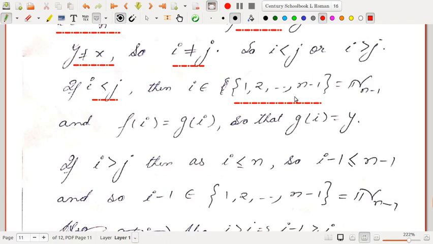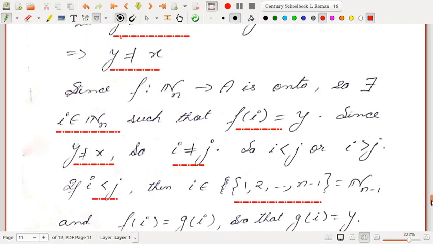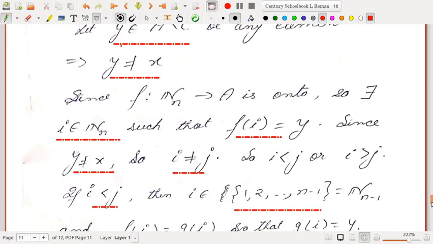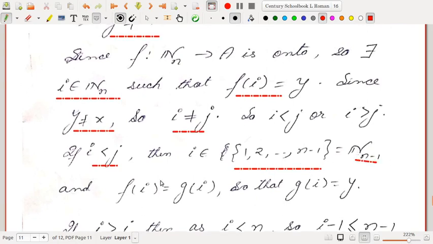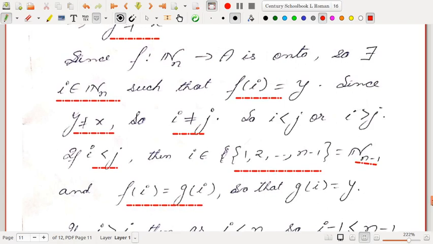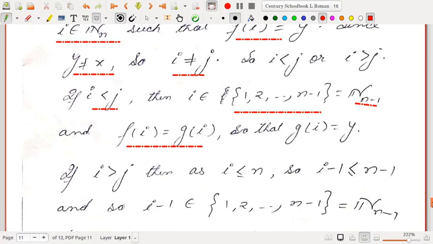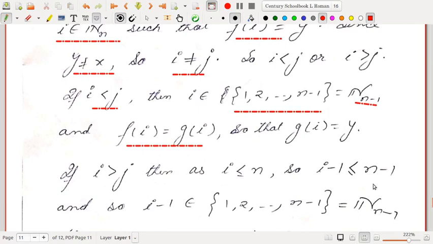Because I is strictly less than j, the maximum value of j here is n, so I cannot be equal to n. I belongs to the set 1 up to n minus 1, so this is the set n minus 1. By definition, if I is less than j, then g of I is the same as f of I. So ultimately we have g of I is equal to y.